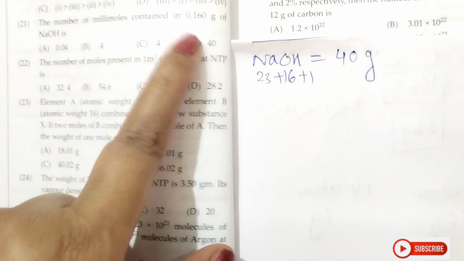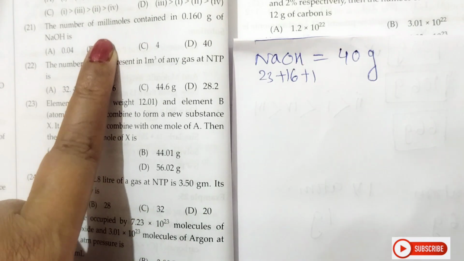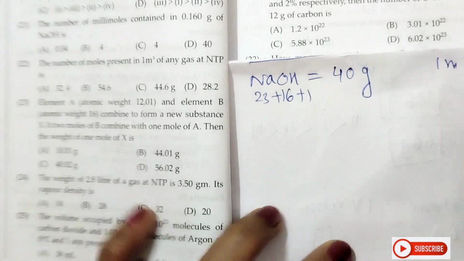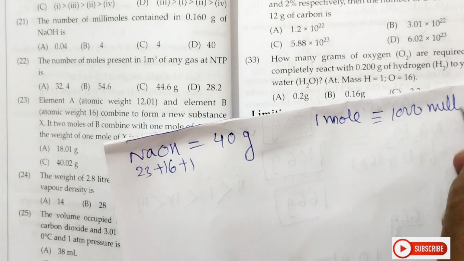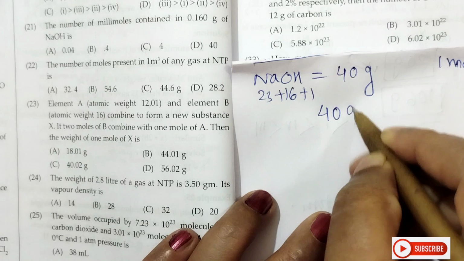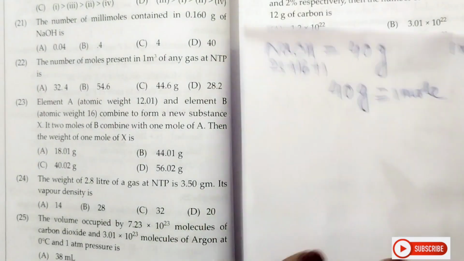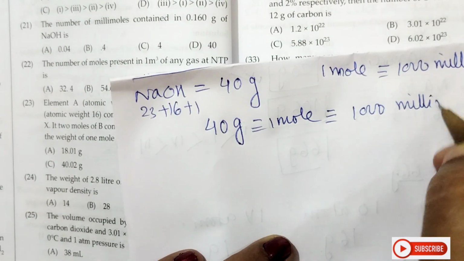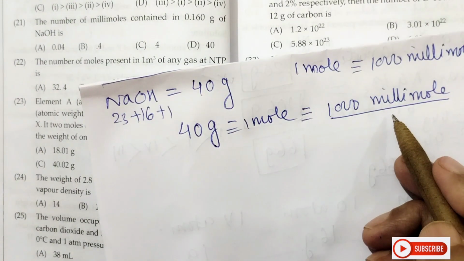They are asking you for 0.160 gram of NaOH, but here millimoles are asked. So let us first convert that. You know that 1 mole of any substance corresponds to 1000 millimoles. Right students? So I can take 40 gram of NaOH means 1 mole. Now we want the answer in millimole, so it is equal to 1000 millimole. Now instead of going for mole, I will go directly with this concept: 40 gram corresponds to 1000 millimole.